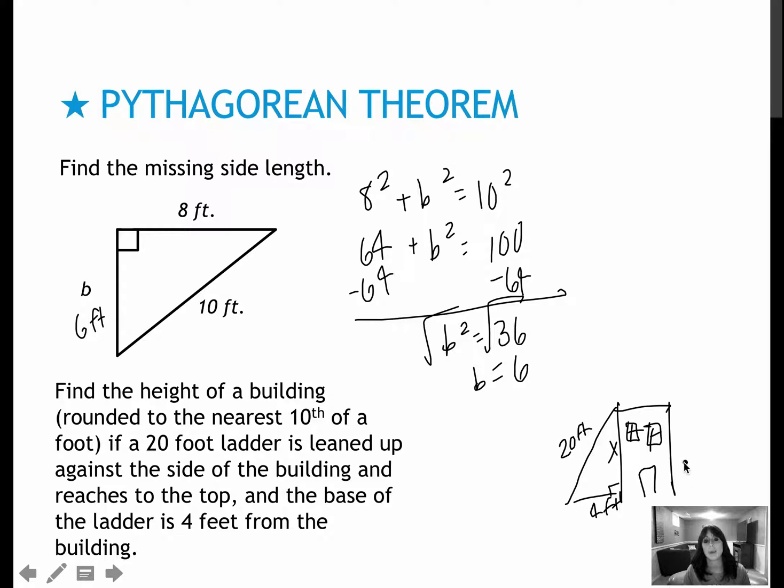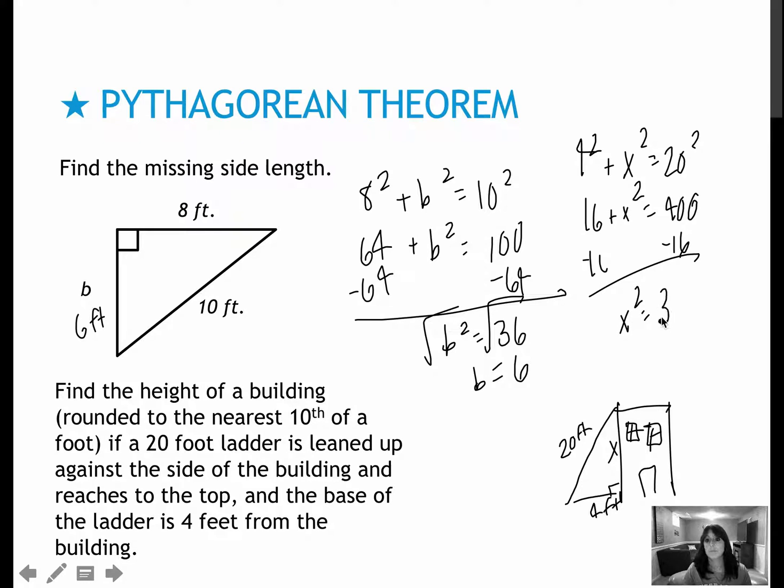So here's how I would set up my question. Again, that would be 4 squared plus x squared equals 20 squared. 4 squared is 16. 20 squared is 400. I subtract the 16 from each side. And then I would take a calculator to find the square root of 384. And the square root is 19.5959, etc., etc. And I need to find that to the nearest tenth of a foot. And so I would say the building is 19.6 feet tall.